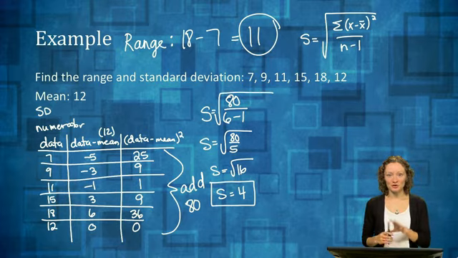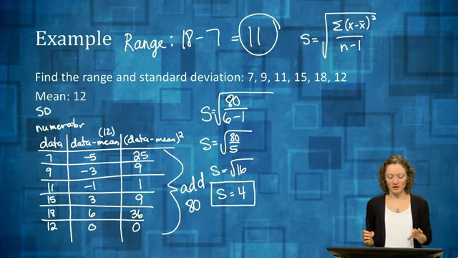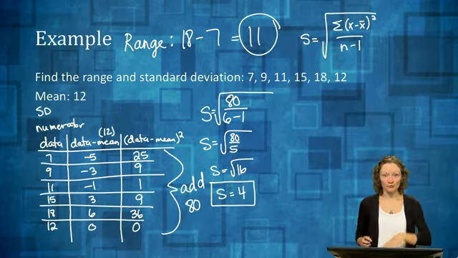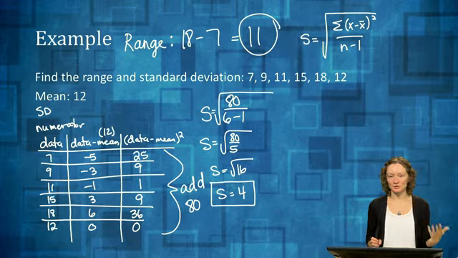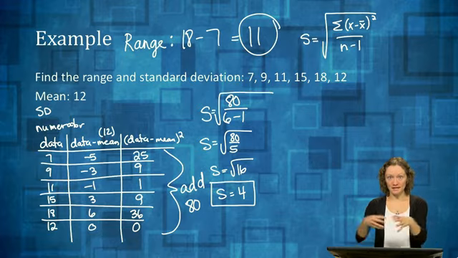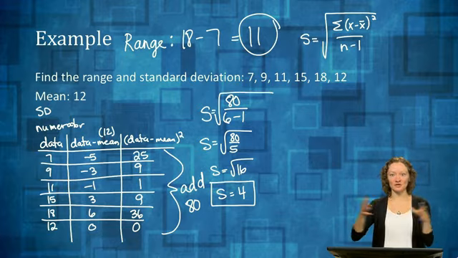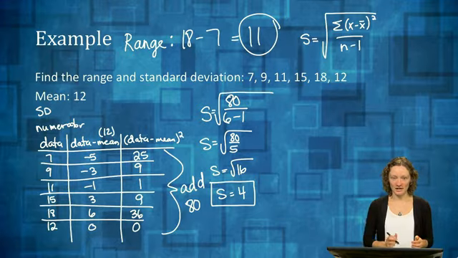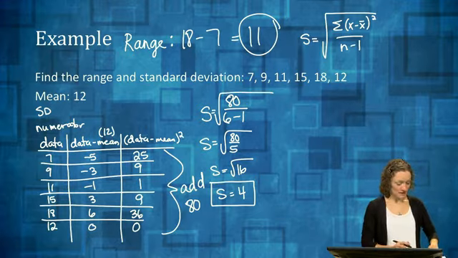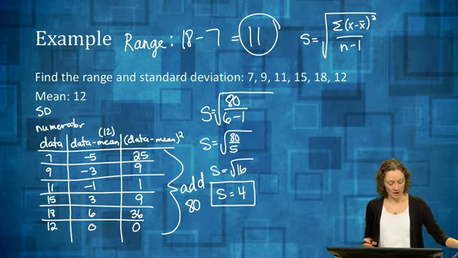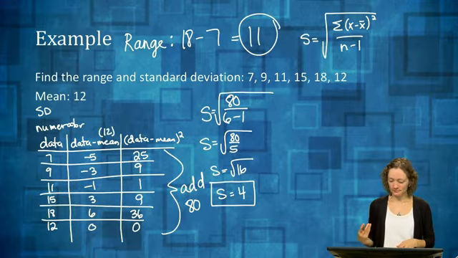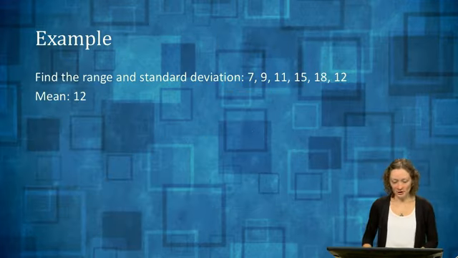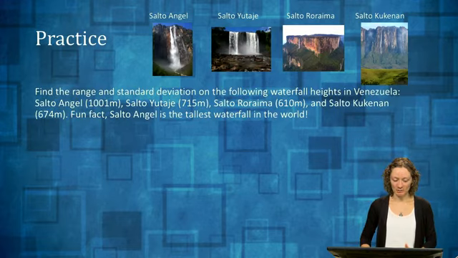This number is a number you can use to compare to other data sets. So if the standard deviation for this data set was 4 and the standard deviation for another data set was 3, we would know our current data set has more variation. That single number tells you how much variation there is, and it's helpful to compare to other data sets. So I have a mean of 12, standard deviation of 4. All right, so this is the nuts and bolts of how exactly you find range, hopefully pretty easy, and standard deviation.